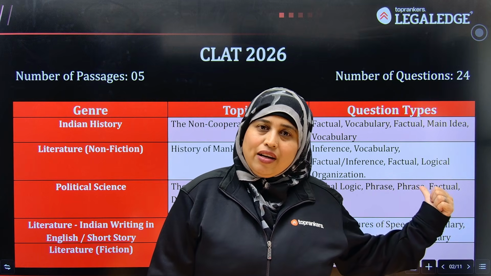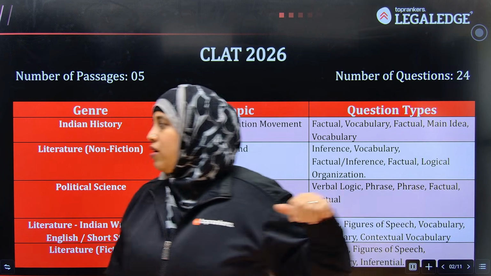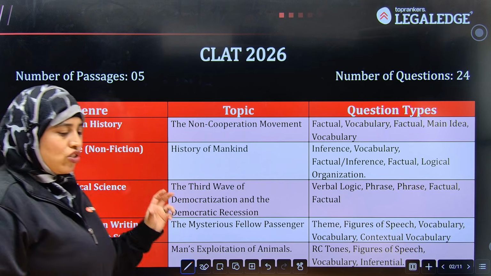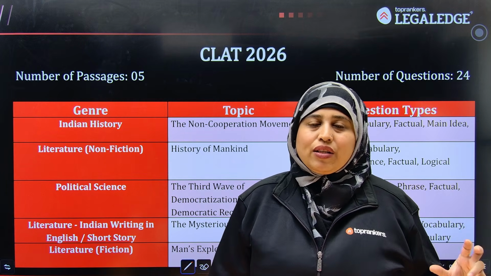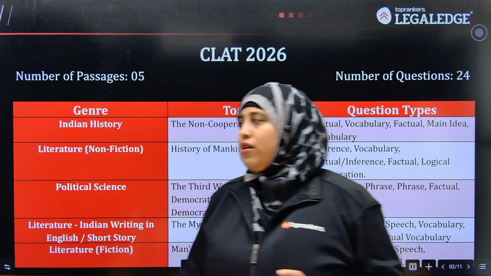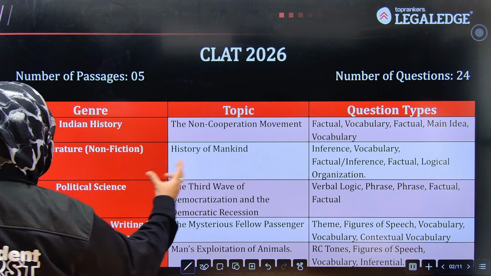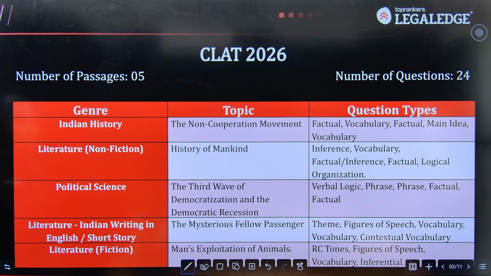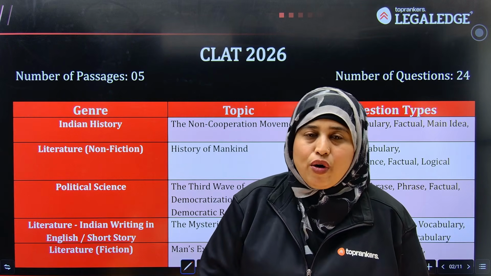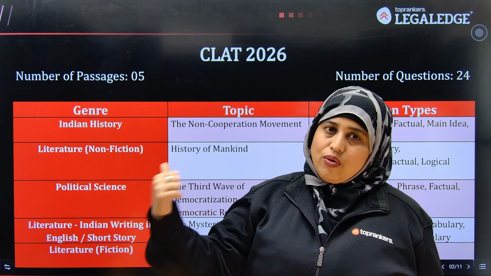You can see here we got 3 passages around literature. The second passage was around literature, and the fourth and fifth passages were also around literature. Now, second is about non-fiction. This was an extract taken from the famous book, Sapiens, A History of Mankind, written by Yuval Noah Harari. The first passage was around Indian context. As I keep mentioning, students, Indian context is the second most important genre. So the first passage is around Indian context.